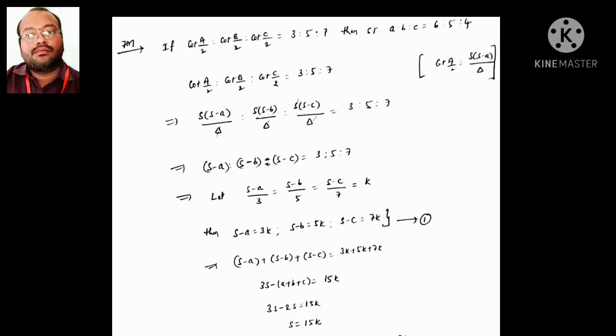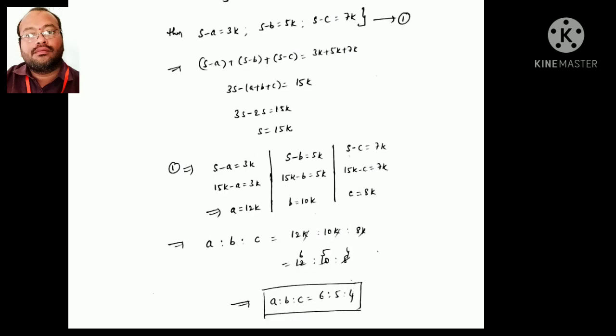So s into s minus a by delta, s into s minus b by delta, s into s minus c by delta. Then s by delta cancel, we can get s minus a by 3 is equal to s minus b by 5 is equal to s minus c by 7 is equal to k. By simplifying and adding we can get s is equal to 15k. So but we want a is to b is to c na. By substituting the value of s is equal to 15k in that given equations, we can get like this here. One equation implies wherever s is there we replace that 15k. So then by simplifying, a value will be 12k, b value will be 10k, and c value will be 8k.